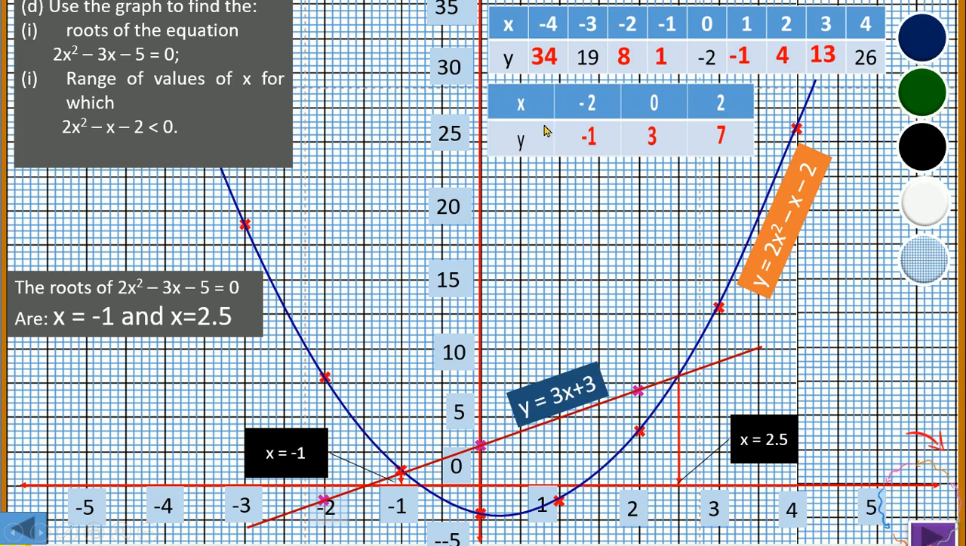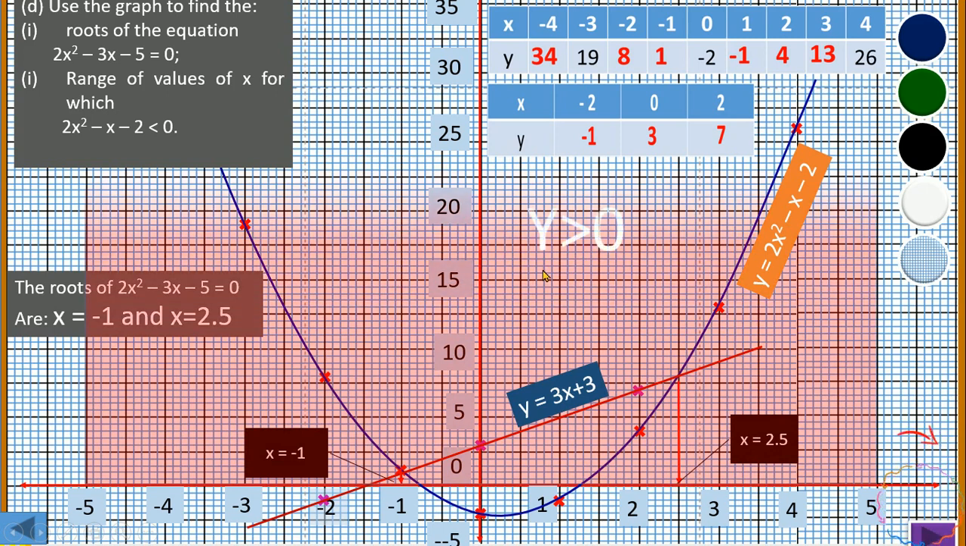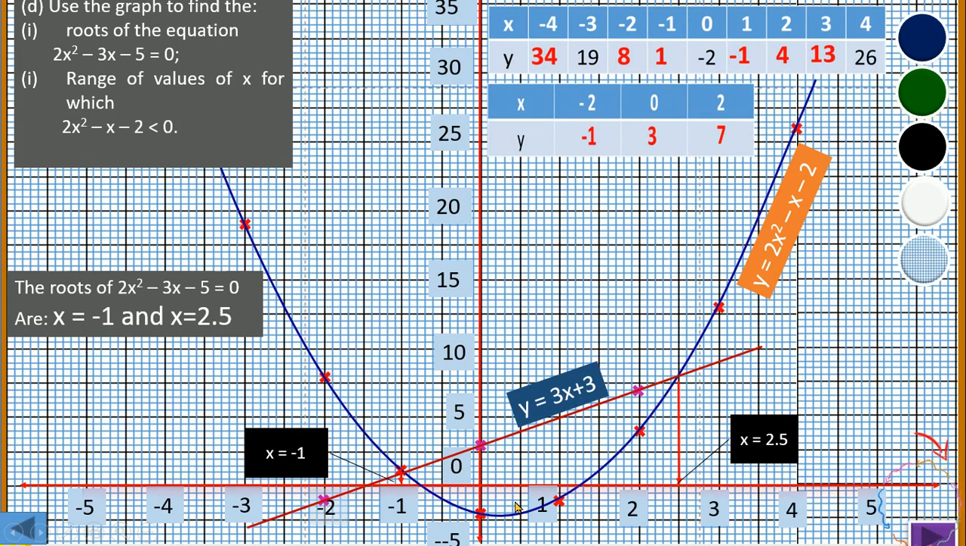One above 0. That's this end. Y is greater than 0. But we are looking for the portion where y is less than 0. Remember, 2x squared minus x minus 2 is y. So therefore, y is greater than 0 is rejected. So therefore, the correct portion is where y is less than 0, below the x-axis. So that's the part that will satisfy that inequality.